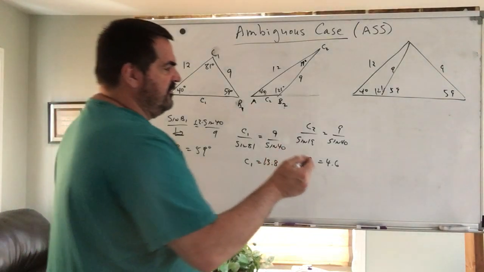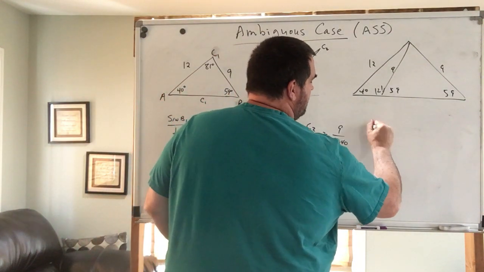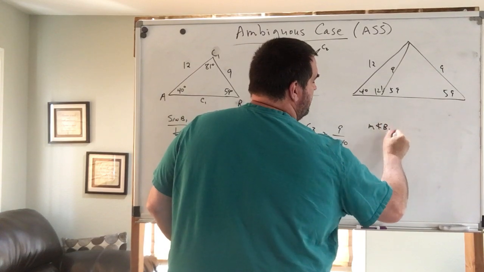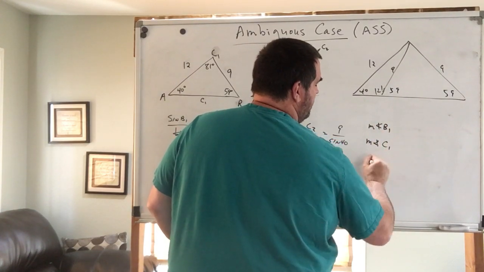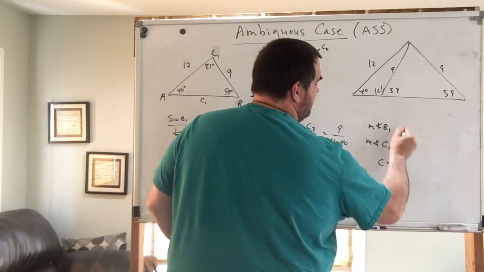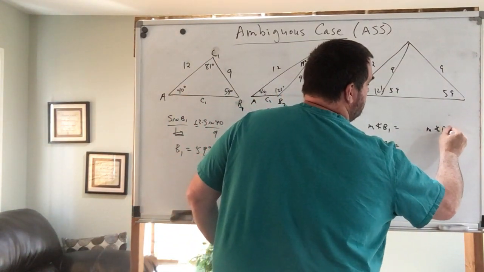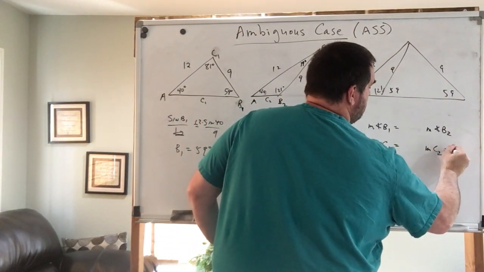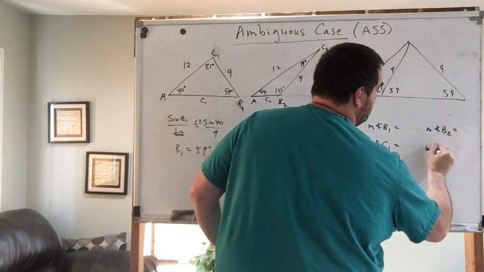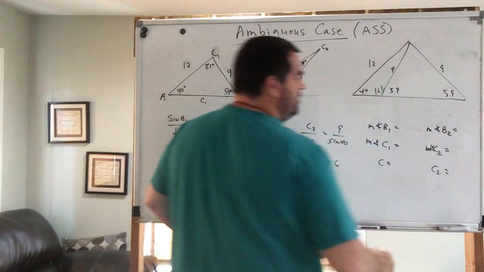So what you could do when you're listing the missing information is, hey, I'm missing angle B1, I'm missing angle C1, and I'm missing side C1. Those are the three things missing. And then we would also list out, hey, I'm missing angle B2, angle C2, and side C2.